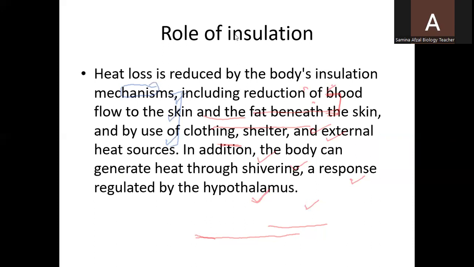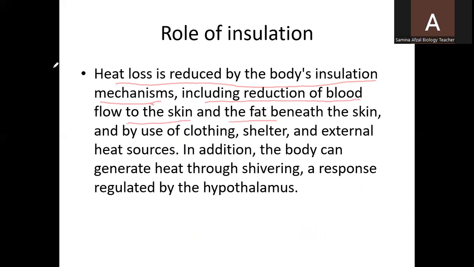Next, what is the role of insulation in our body? So all of us know that heat loss is reduced by the body's insulation mechanism. So insulation mechanism is very important for our body. And what happens during this, including reduction of blood flow to the skin and fat beneath the skin, and by use of clothing, shelter, and external heat sources. So all these different processes help to maintain the environmental conditions constant.